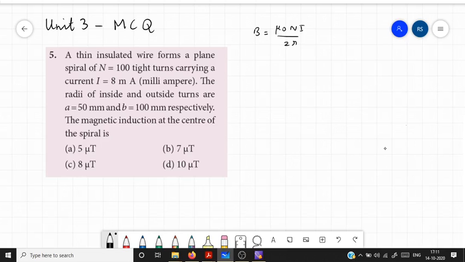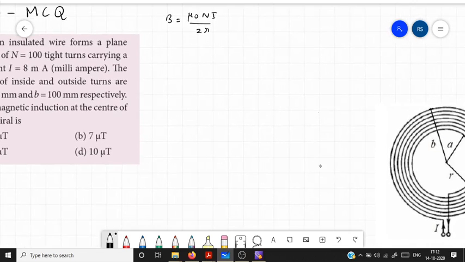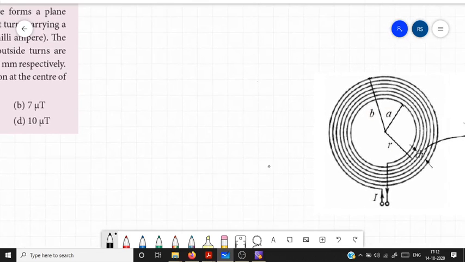But the only difference between using this formula for N turns and the current context is that, in the formula being straight away used as mu naught Ni by 2R, all the N number of turns are assumed to be at the same distance from the center at which we are finding the magnetic induction. But in the current context, it's a spiral coil, and of course a tightly wound spiral. It's given by the words tight turns, so it should look like this.